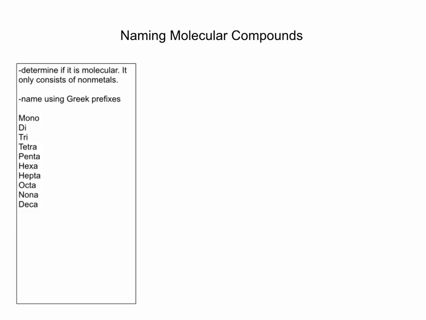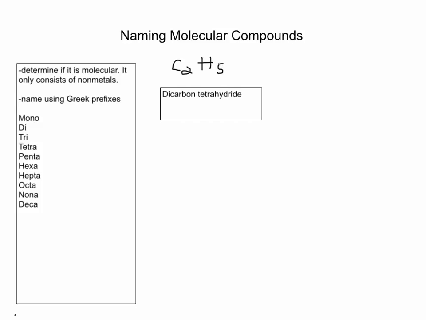So we'll look at C2H5. Well, how would we name this? So we look at our first element. Our first element is carbon, and we have 2 carbons. The prefix for 2 is di, so we write dicarbon. And then we see that we have 5 hydrogens, so we'll write pentahydride.